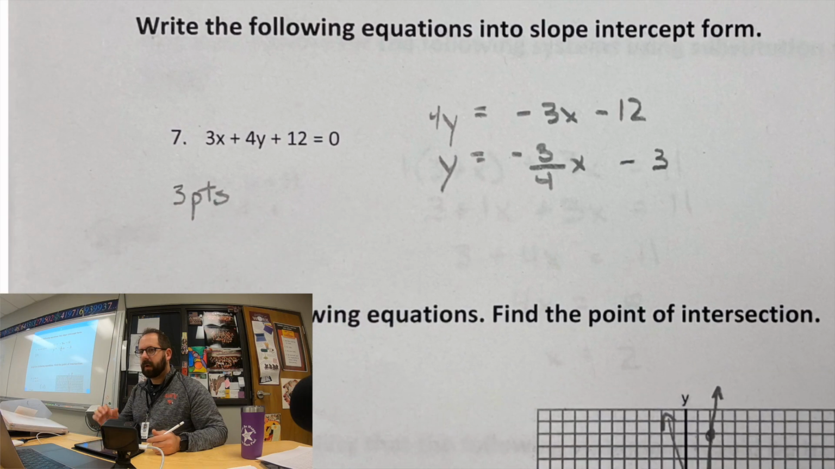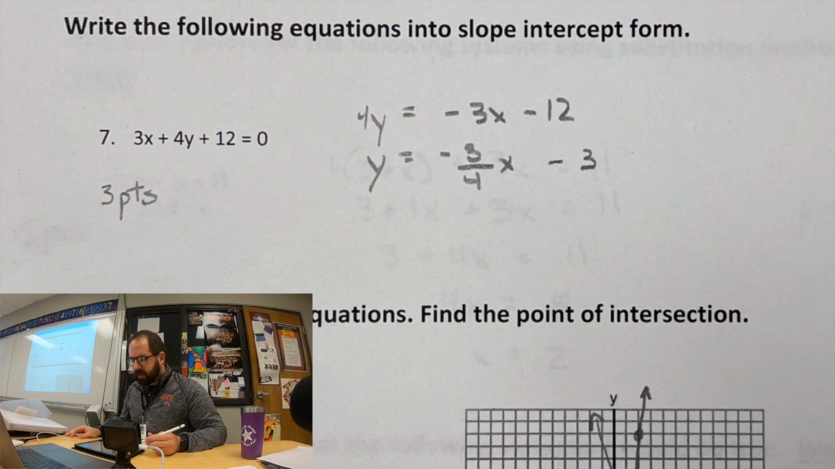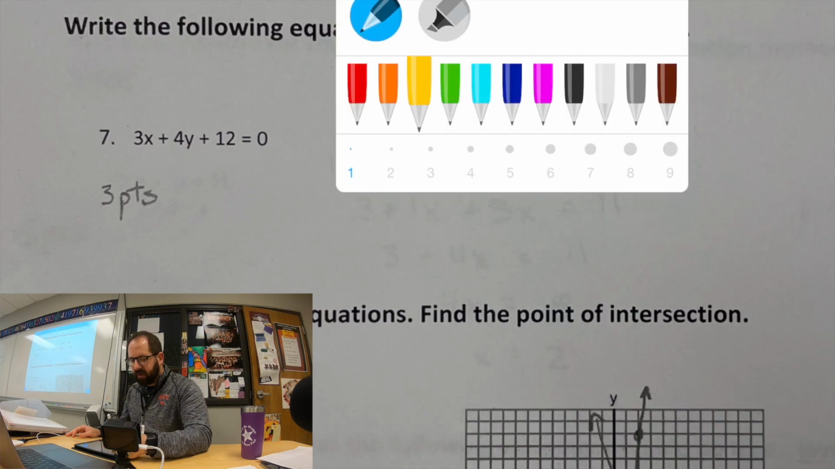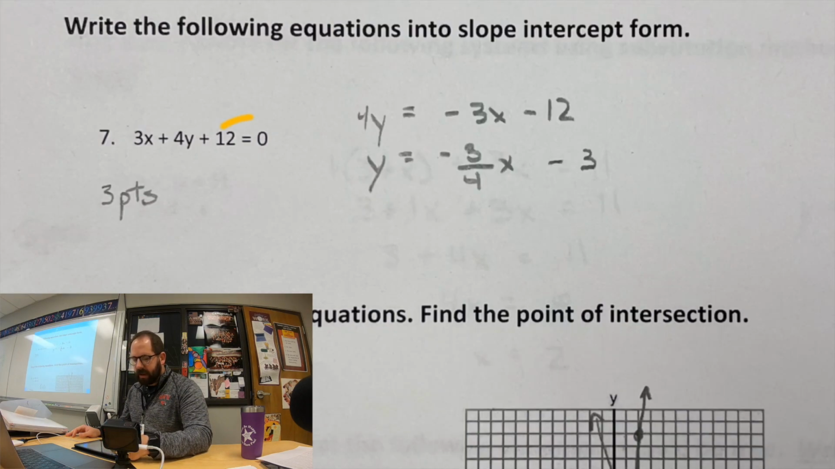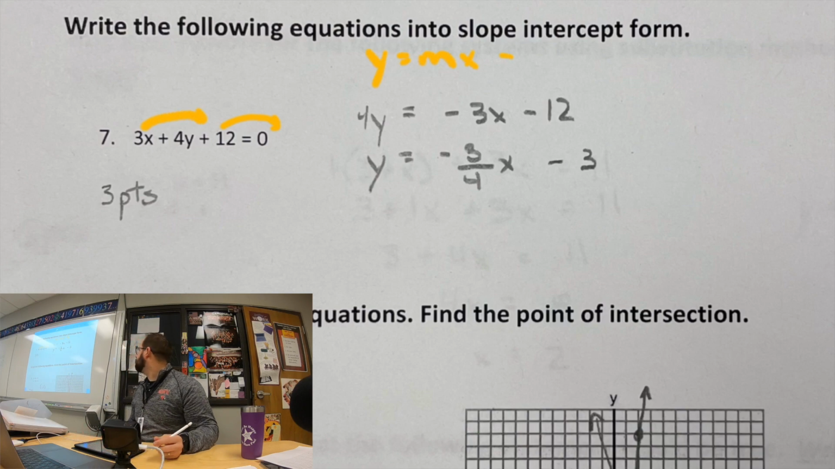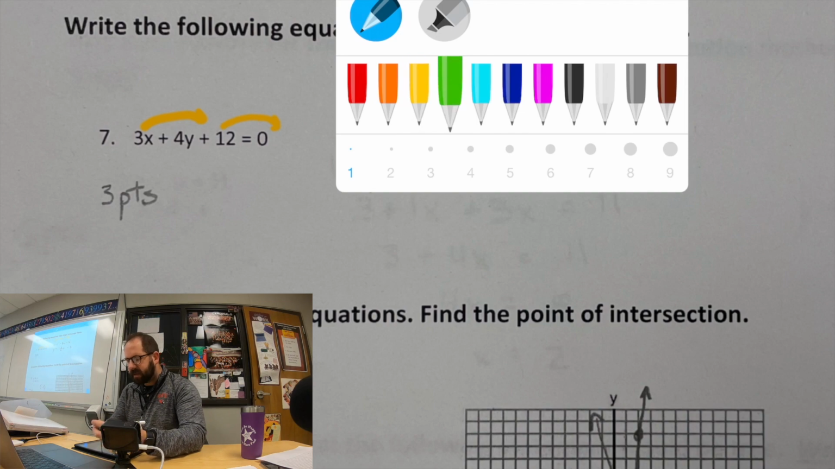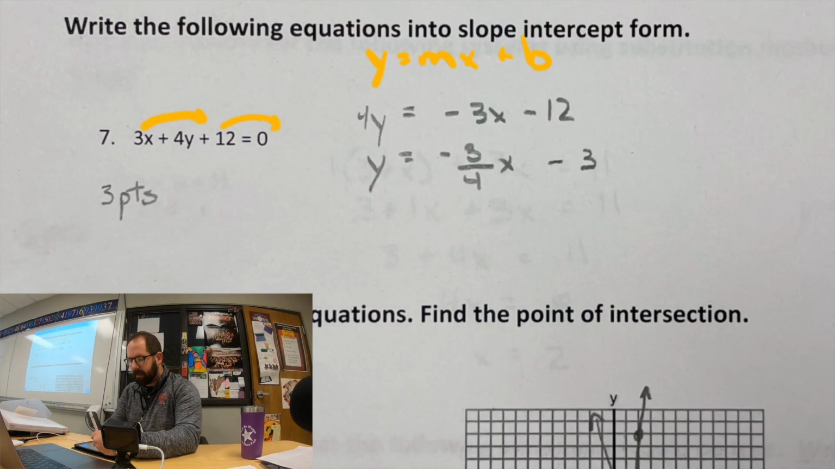Next one. Oh, I think I lost somebody. So the next one, you had to move the 12 over, and then the 3x over, because I had to get it to y equals mx plus b form. That's the form I want to get into. So I moved the 3x and the 12 over, so those became positives and negatives, that type of thing. So they actually both became negative numbers. And then I divide everything by 4.